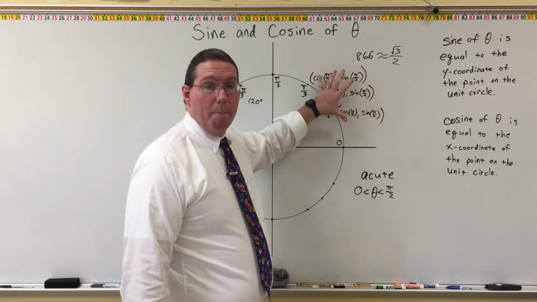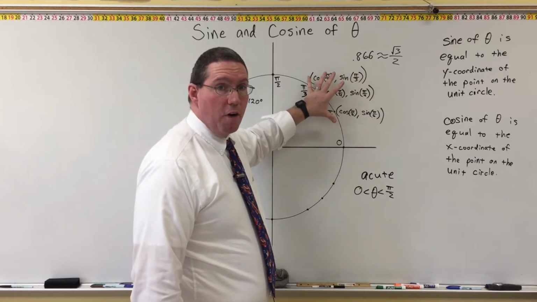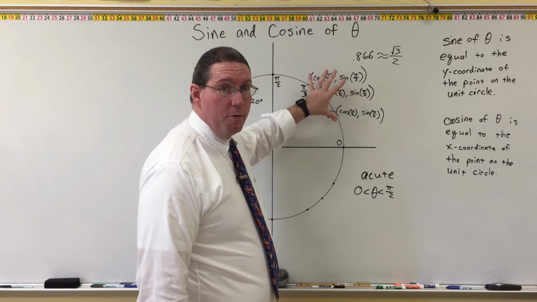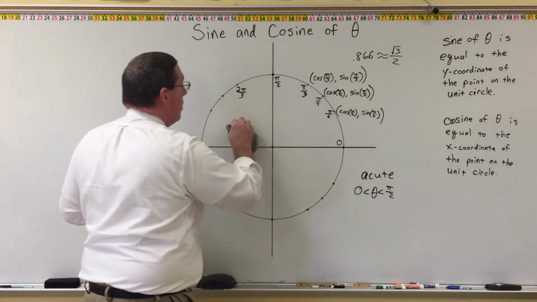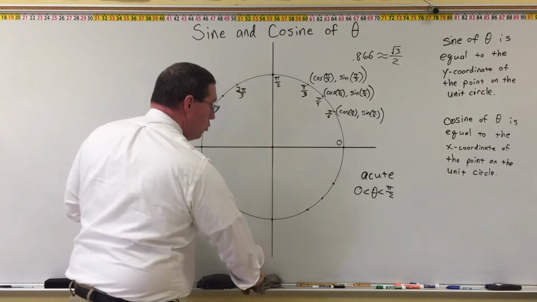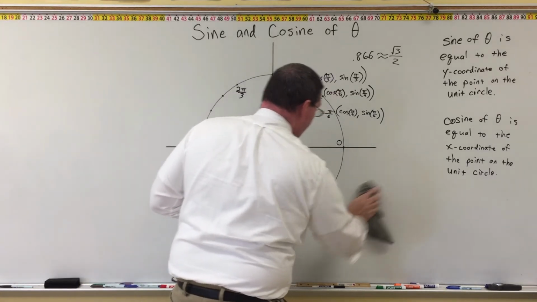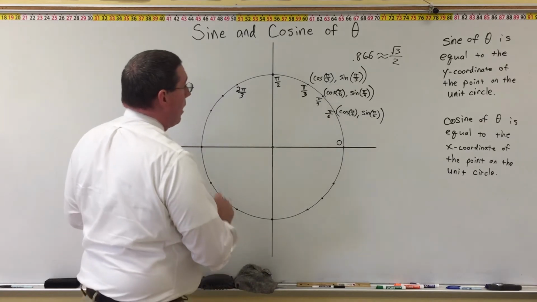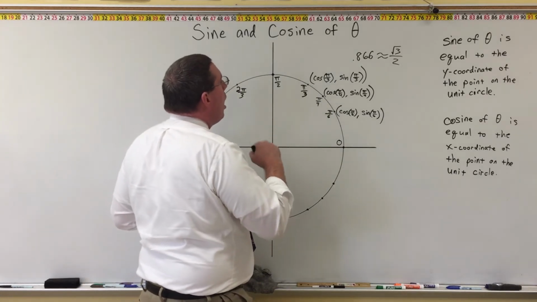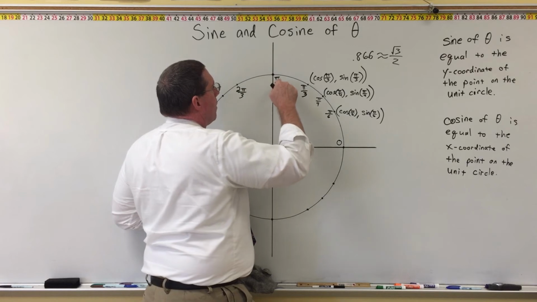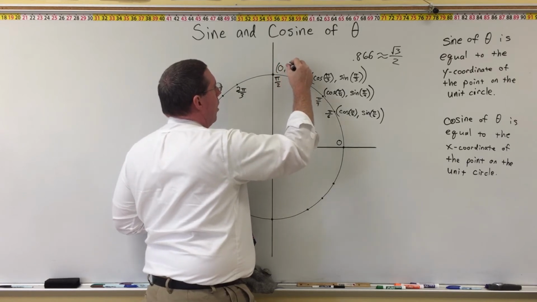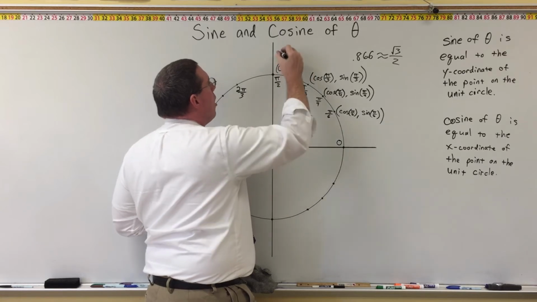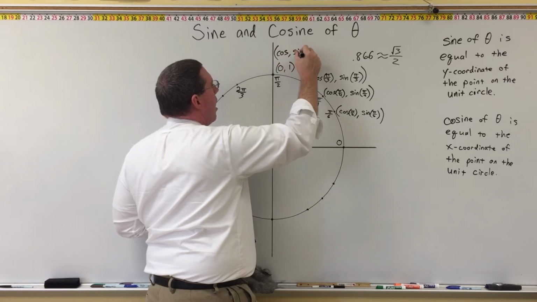Okay, so, which is why now what we're going to do is we're going to abandon our concept of the proportions of opposite over adjacent, and opposite over hypotenuse, and adjacent over hypotenuse, and we're now going to simply use the unit circle to understand our proportions. Okay, and so here's what's going to happen. We know that the coordinates of this point up here are 0, 1, right? And we know that the x-coordinate is cosine and that the y-coordinate is sine.